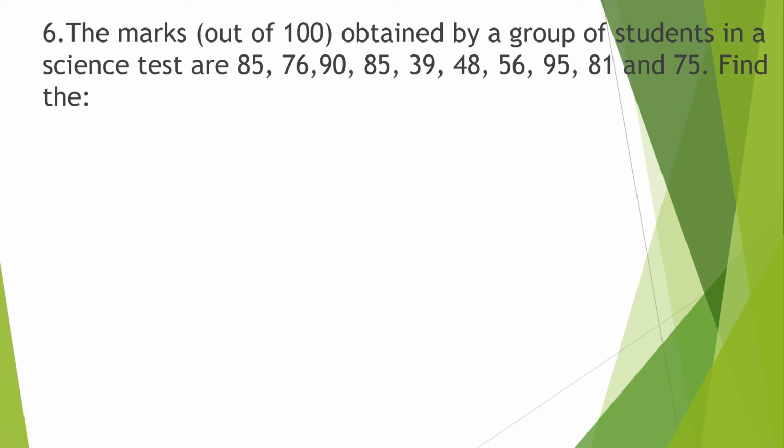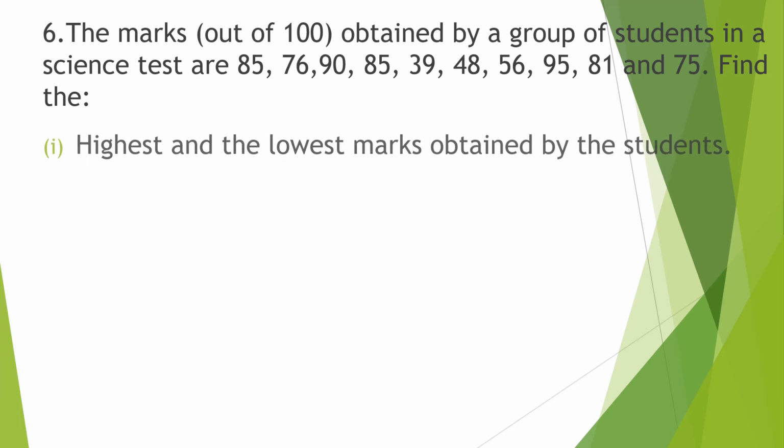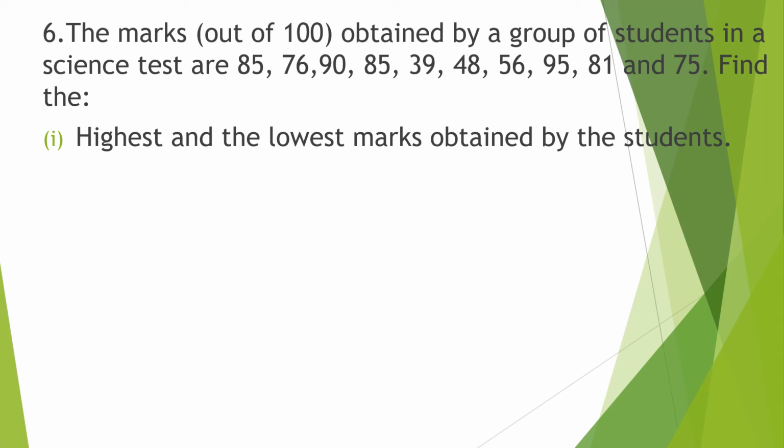Next, question number 6. The marks out of 100 obtained by a group of students in a science test are given: 85, 76, 90, 85, 39, 48, 56, 95, 81 and 75. Find the highest and the lowest mark obtained by the students.